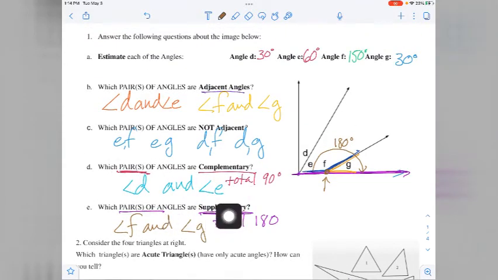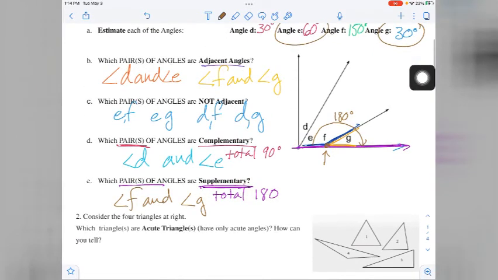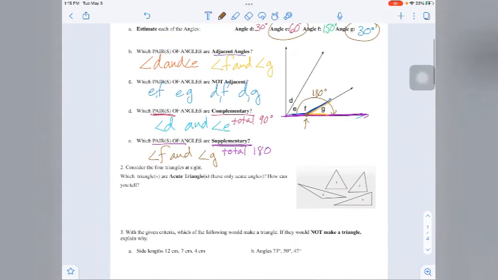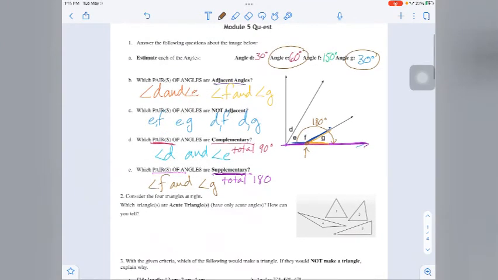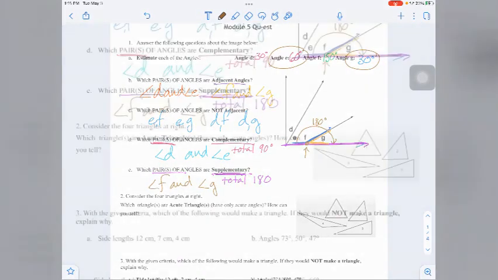Okay, some people came up with different answers here. Some people said D and G were also supplementary. That is also correct. And some people said that E and G are complementary, and that's correct too. If you have angle E as 60 and G as 90, or any combination that totals 90, then I counted this correct. And if you have any combination like F and G or D and G that total 180, I also counted that correct. But if they didn't match, then I might not have counted them correct. Let me know if you have any questions about the first one.